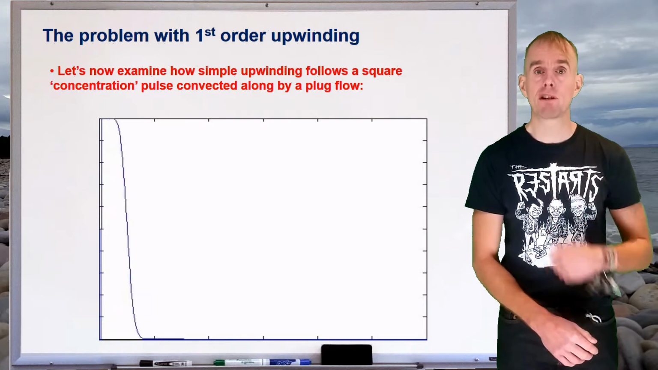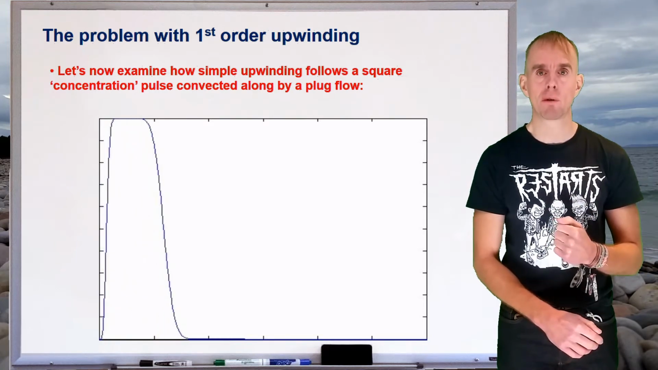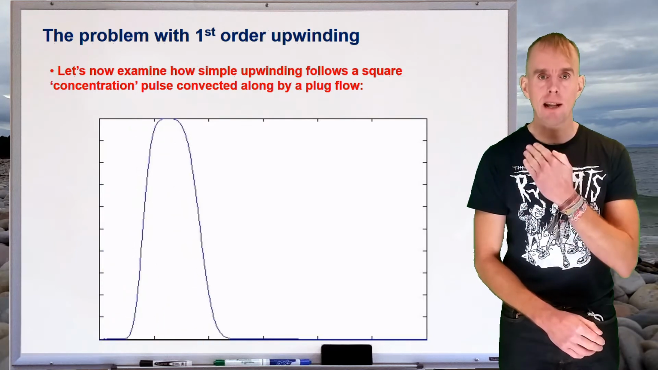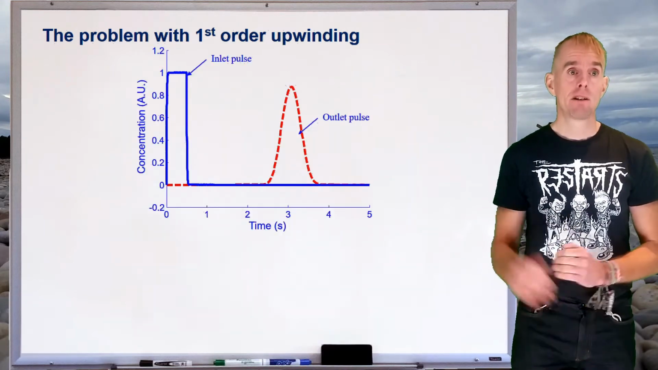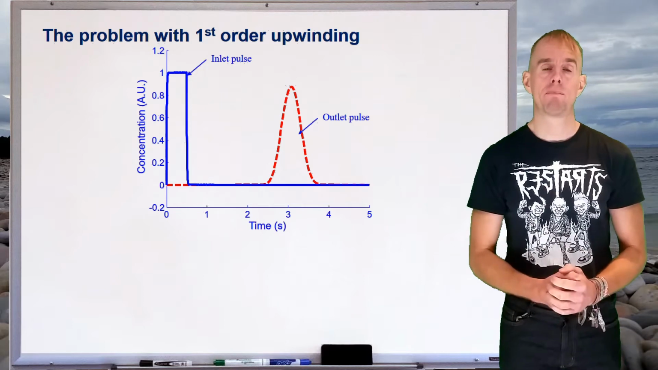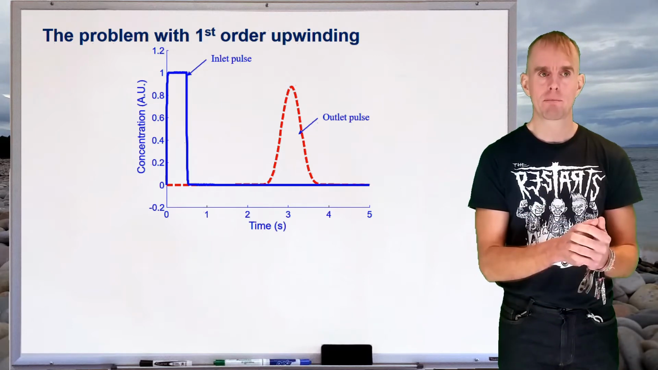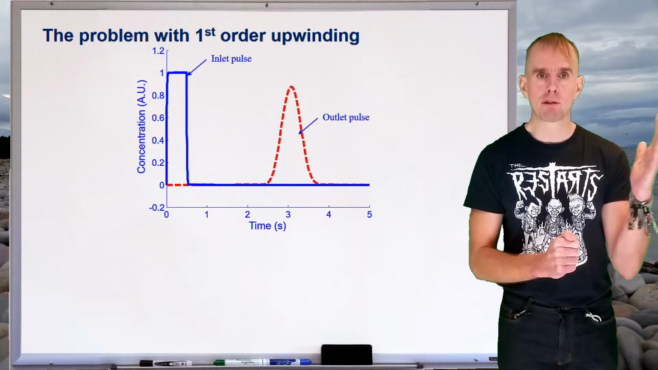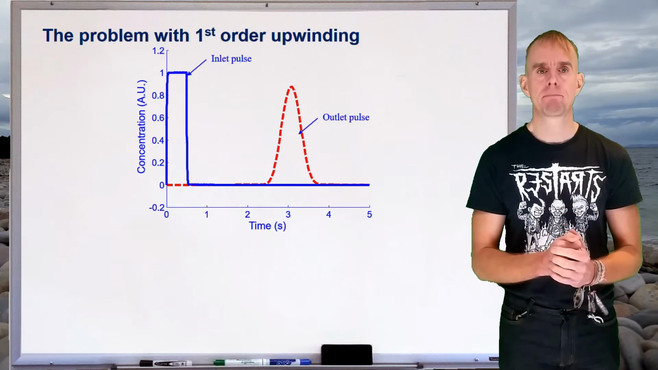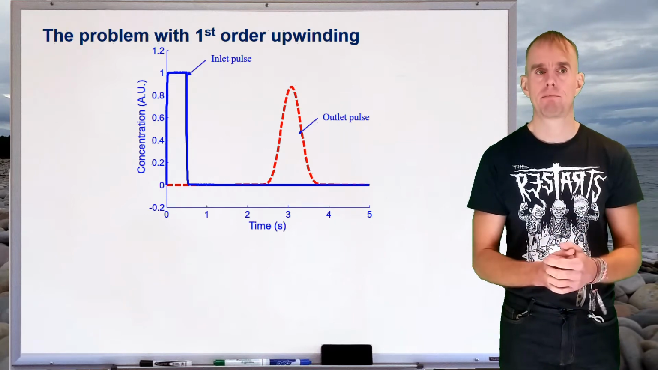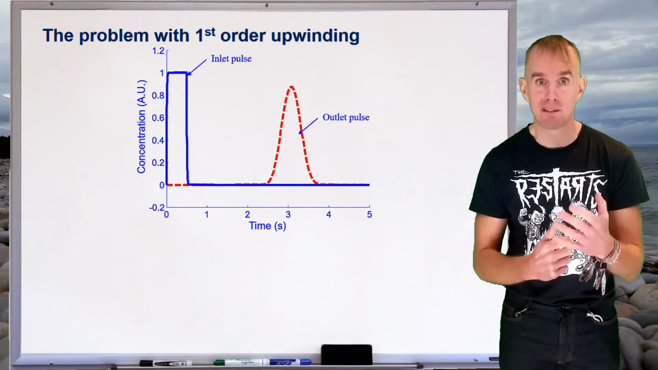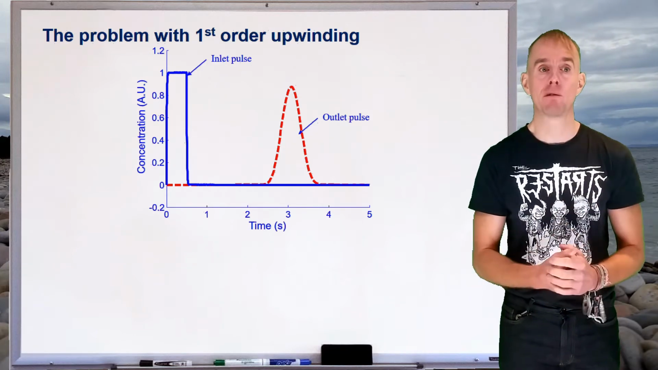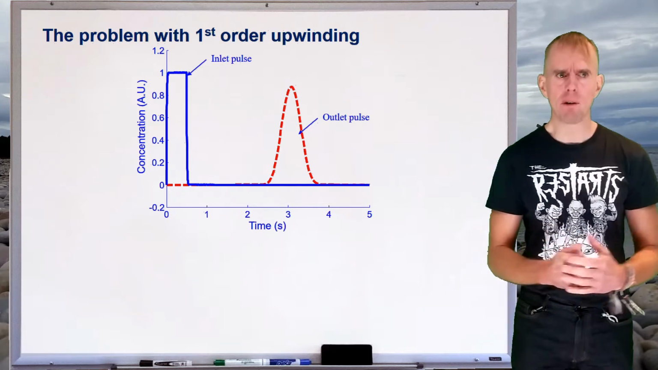And since there is no physical mechanism for diffusion within the transport equation, this has to be an error that is numerical in origin. So here on the board is a summary of what we saw. We had a square inlet pulse, and as that pulse moved through our solution domain, it became more Gaussian shaped, which it shouldn't do, because we don't have molecular diffusion as one of the transport mechanisms in this problem. So what's going on?